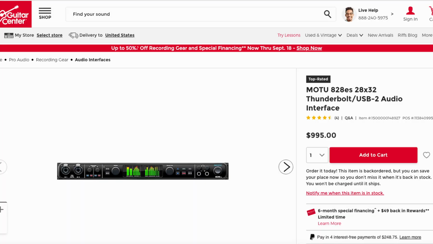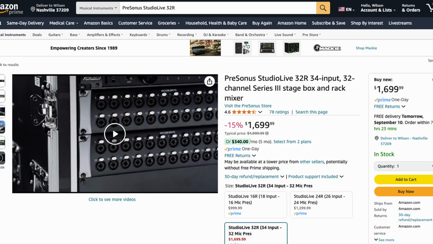One is the MOTU AVB ES, and this will come in at around $995. And then there's also the PreSonus option, which I actually think looks really great. And this would be the PreSonus StudioLive 32R, which would be about $1,700, but you're paying a premium but getting a much larger amount of ins and outs, up to 32 channels here.